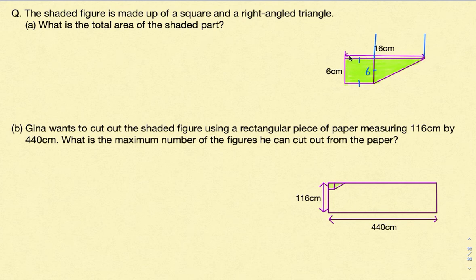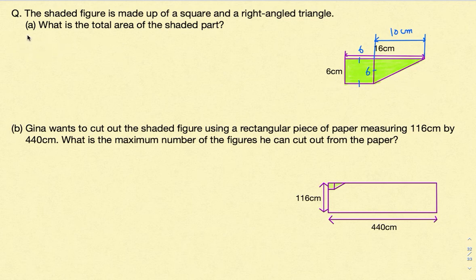See, this total thing is 16, and we know that this will also be 6, right? So this should be 16 minus 6, that will give us 10 cm, right? So the height of the triangle here is 10 cm. With all this information, now we can find the area of the square and the triangle, right?